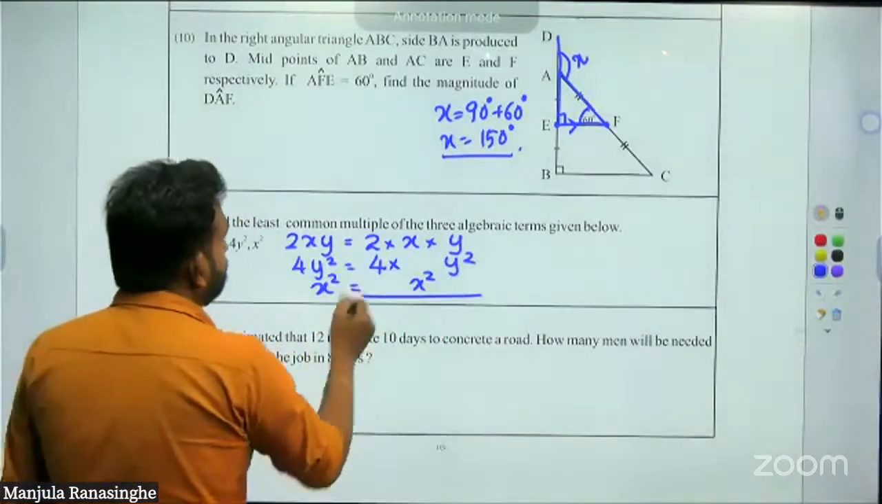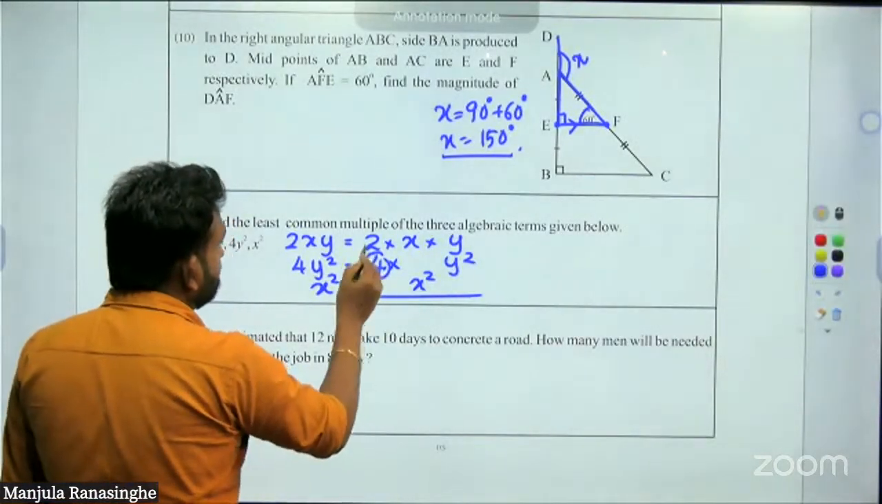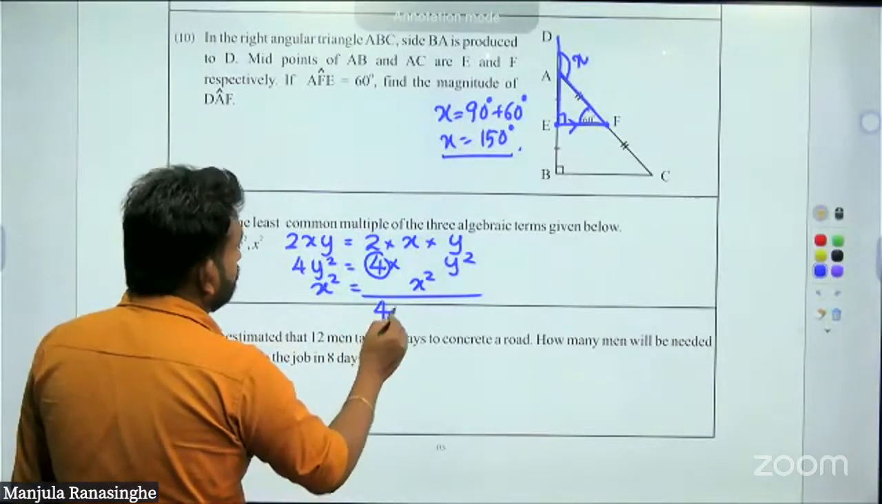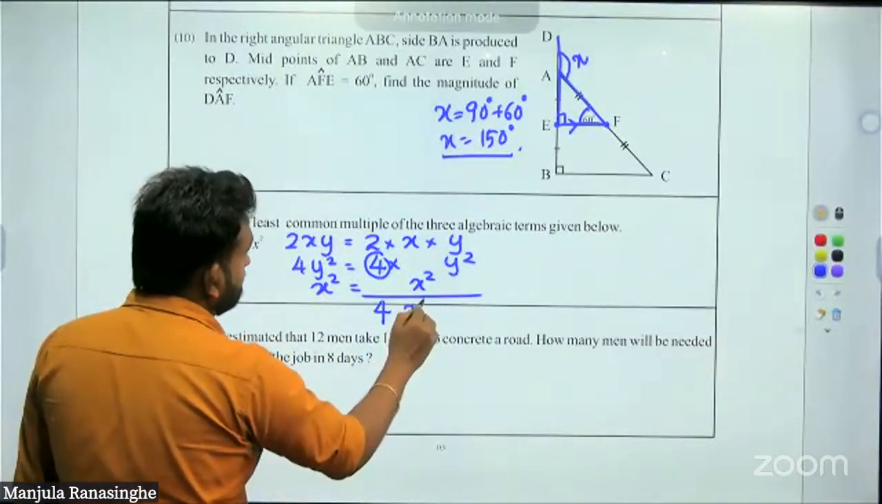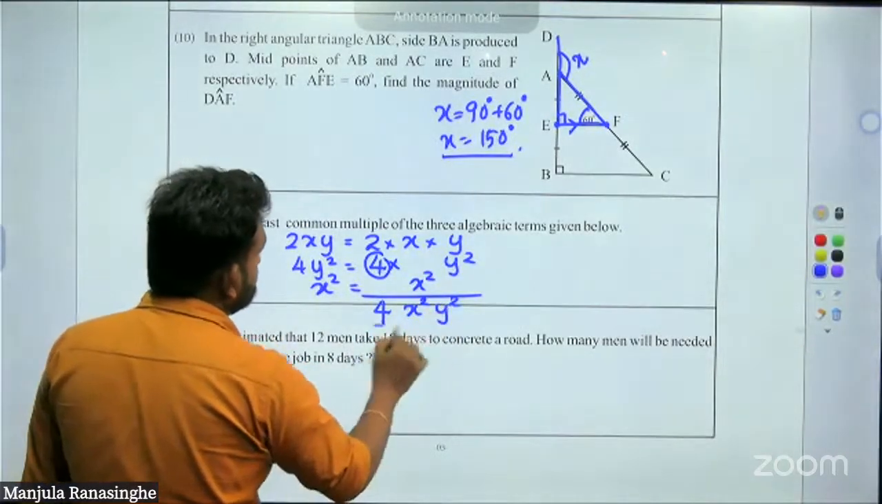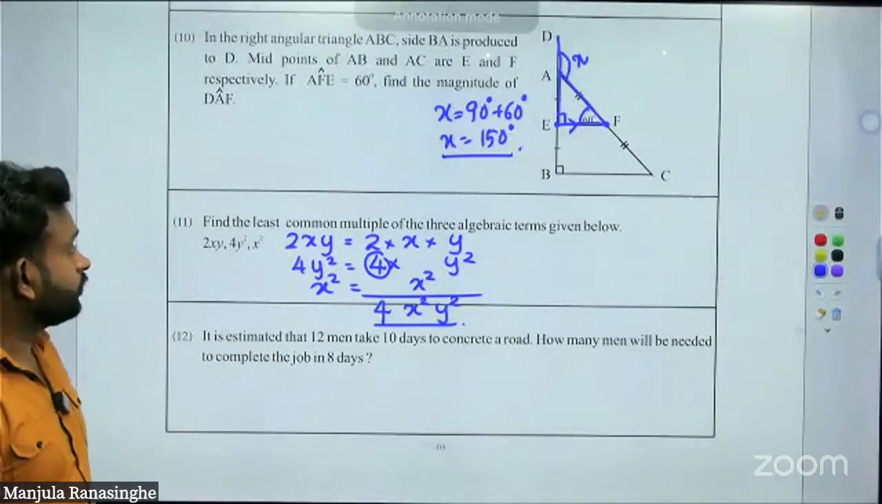Now check, 2 and 4, what is the LCM of that? You take the bigger value and check whether 2 can convert to 4. Yes, 2 can convert to 4. Then 4, then x squared, then y squared. So the answer becomes 4x squared y squared.